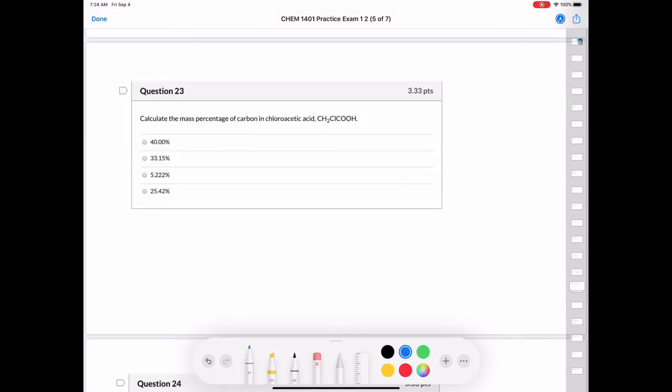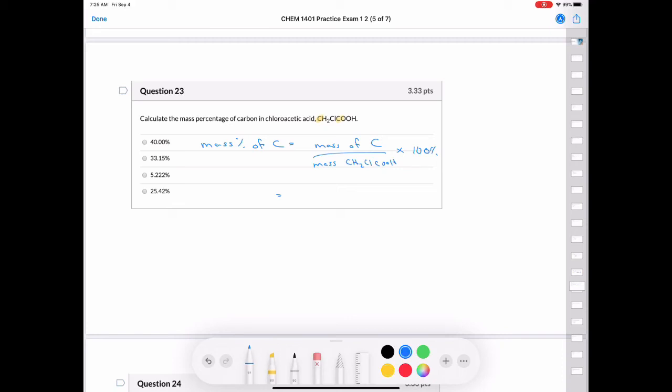Question 23, calculate the mass percentage of carbon in chloroacetic acid. And so the mass percentage of carbon is going to equal the mass of carbon in the compound divided by the total mass of chloroacetic acid, I'll just write here CH2ClCOOH, so the total mass, and then we multiply that by 100%. Well, how many carbon atoms are in this molecule, chloroacetic acid? You can see that there's one here and there's another one here. So there's 2 carbon atoms.